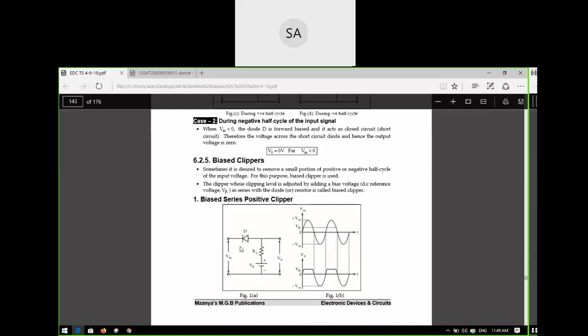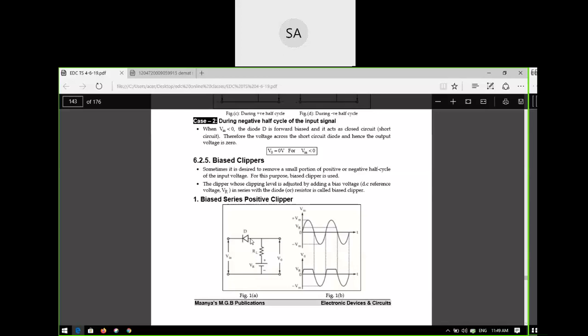Is it clear? This is positive. The input cycle is positive, and positive is connected to the negative of the diode. So it is reverse or forward? Reverse bias. But here you can't simply say whether it is forward or reverse.